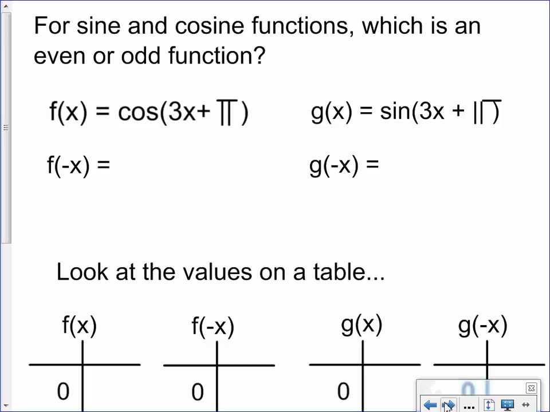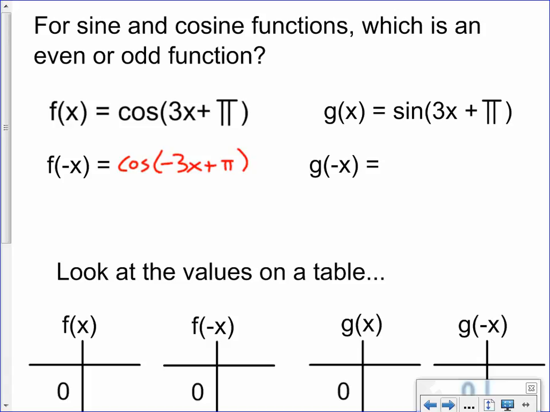So just looking at cosine, don't worry about the sine for now. We can do that another time. For the cosine, f of negative x would be the cosine of negative 3x plus pi. True? Because it'd just be cosine of 3 times negative x, so it's negative 3x.